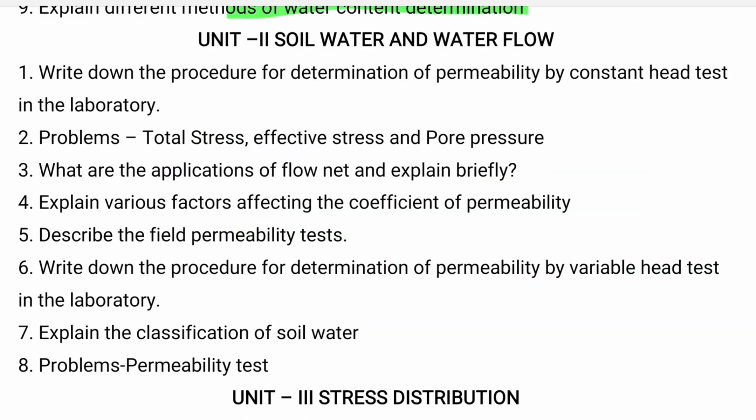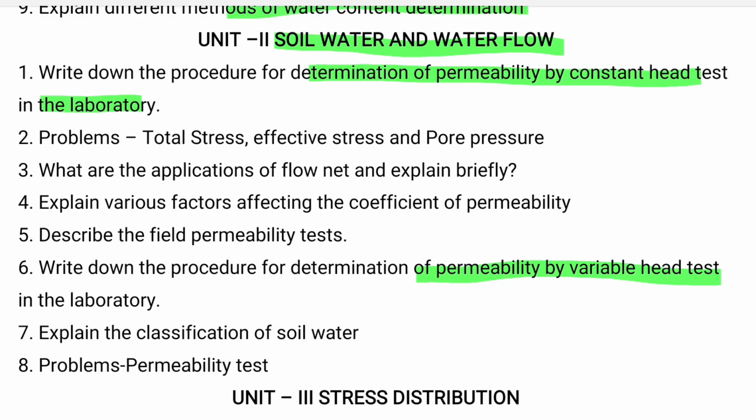Okay. The next unit is soil water and water flow. In this unit, the theory part may come. The first question is the determination of permeability by the constant head method and falling head method. There are two methods to find the permeability: the constant head method, and the falling head method, that is the variable head method. These two questions are very important.